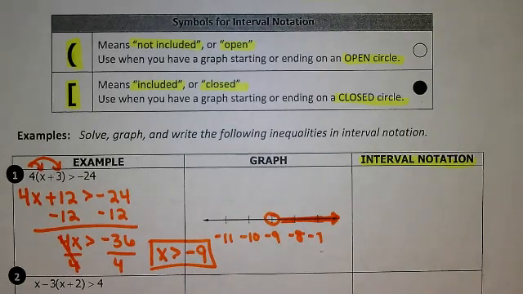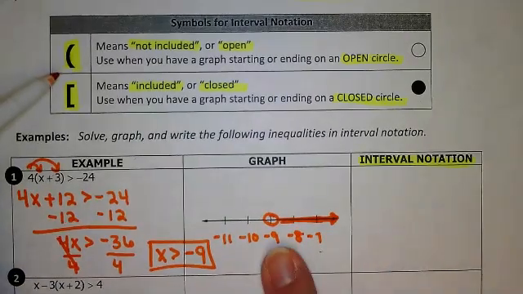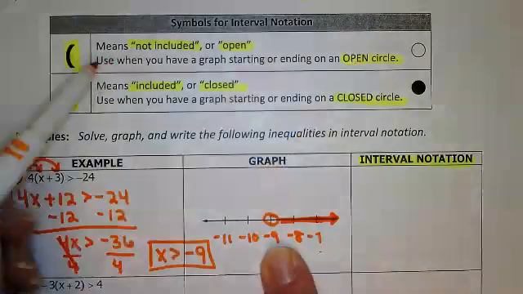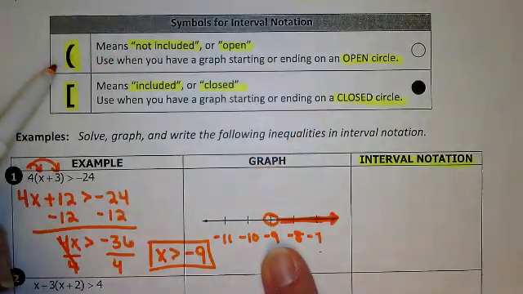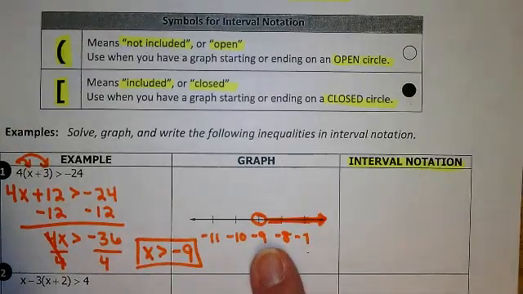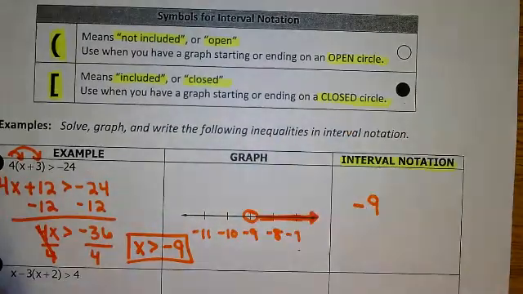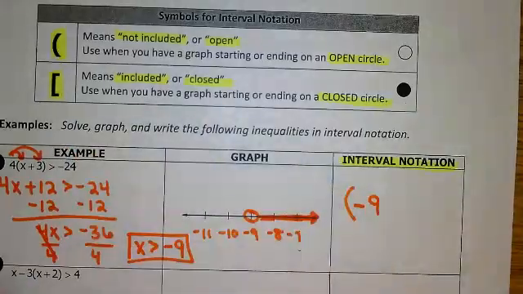Okay, so moving on to the algebra part. Now we're going to include our bracket or our parentheses. According to this, because I have an open circle, I know I need parentheses. My question is, where do I put it? Is my -9 the largest number or is it the smallest number? Hopefully you told me it was the smallest number. So -9 comes first. I'm going to put parentheses on that side.